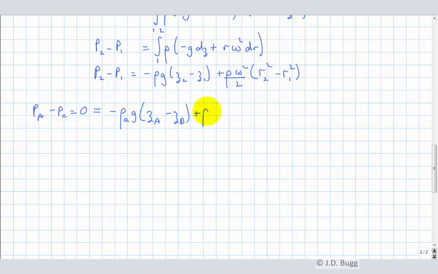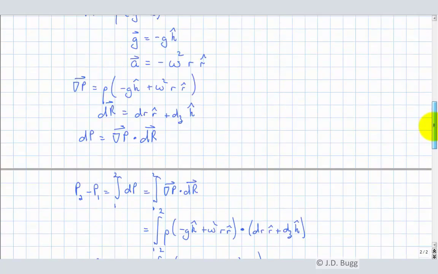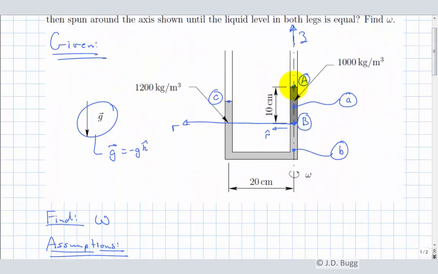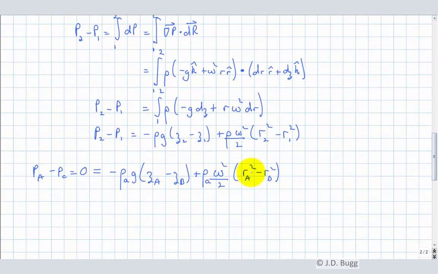plus still density of fluid A, omega squared over 2, and this is RA squared minus RB squared. Now, take a look at that. The radial coordinate of A and B are both the same. So that just cancels out. So RA minus RB is going to be 0.